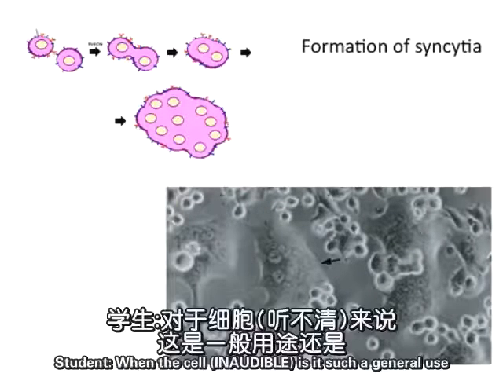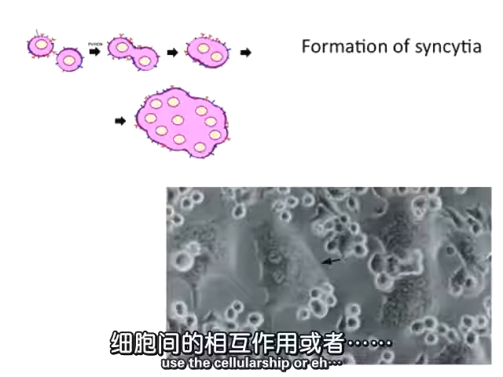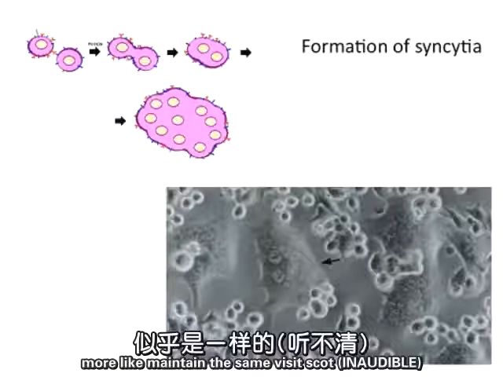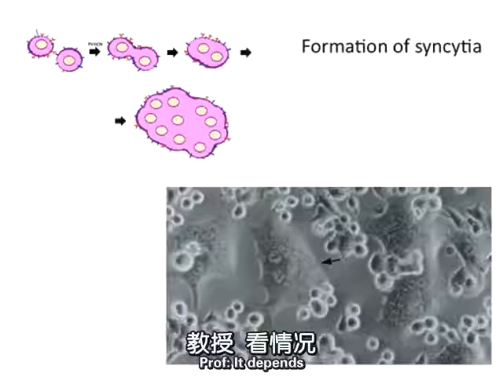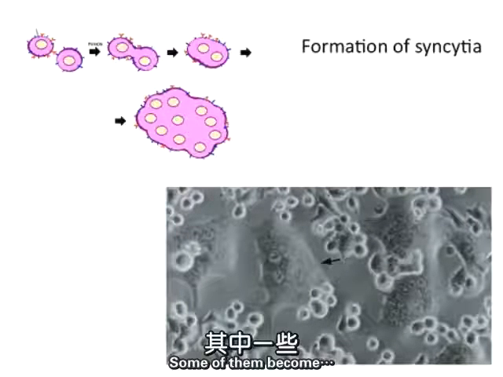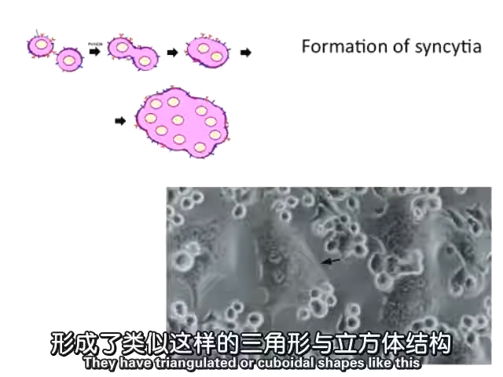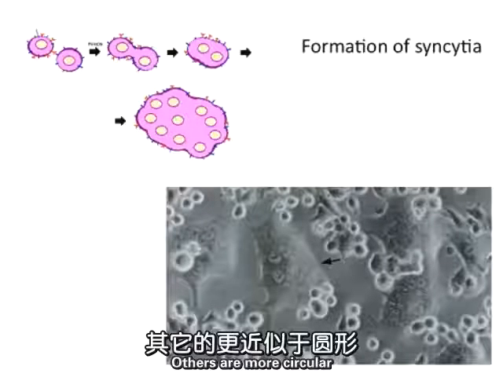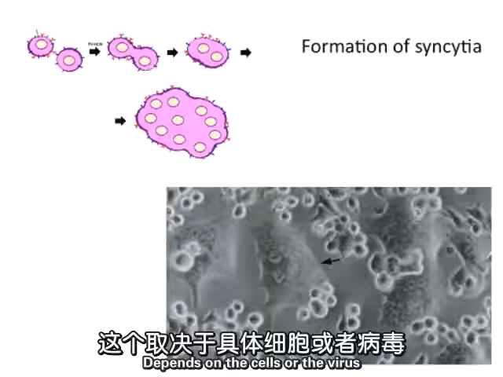Yes? When you form a syncytium, do you generally lose the circular shape, or will it maintain the same basic cellular shape, just be larger and multinucleated? It depends. Some of them have triangulated or cuboidal shapes like this. Others are more circular. It depends on the cell and the virus. There's no rule.